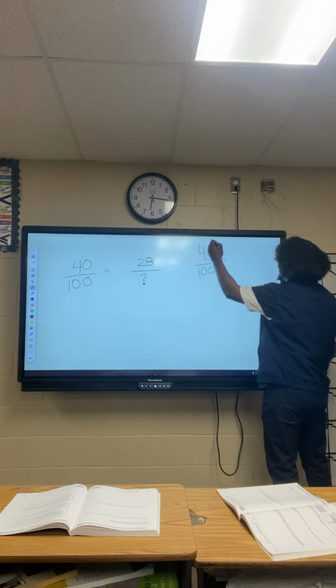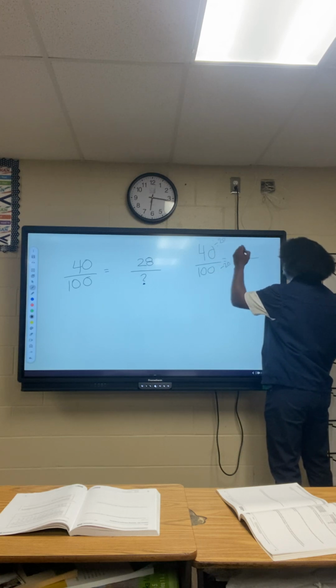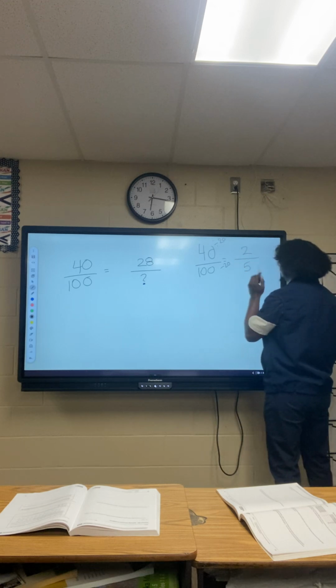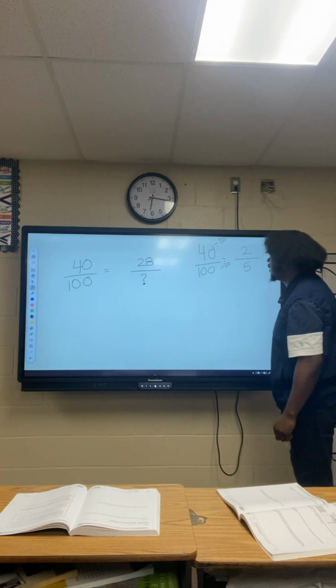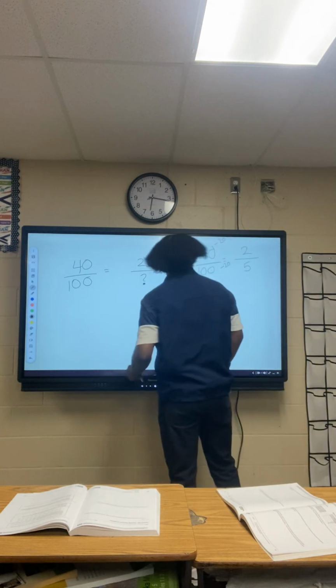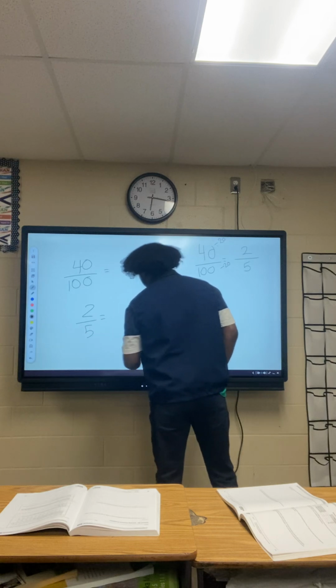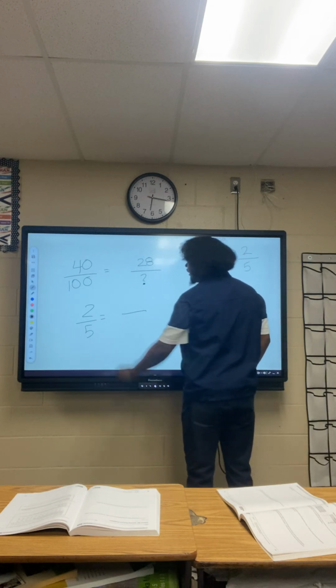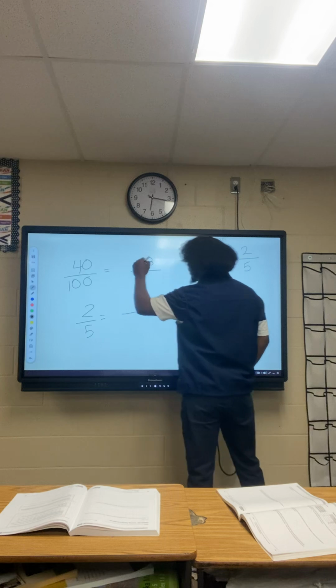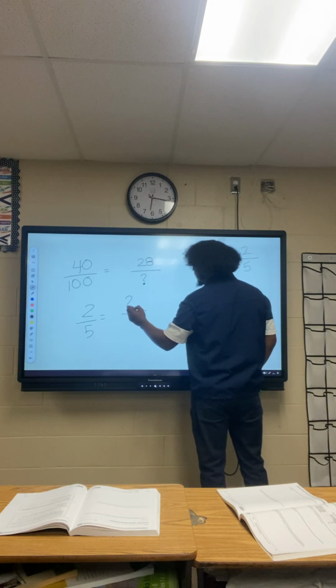So here's what it looks like. 40 divided by 20 and 100 divided by 20 is going to give you 2 over 5, okay? So that is as low as we can go as a fraction, okay? So instead of using 40 over 100, we're gonna use 2 over 5. And we know that that 2 is equivalent to 40, which is also equivalent to our 28.